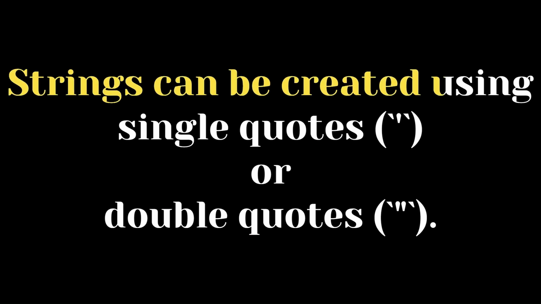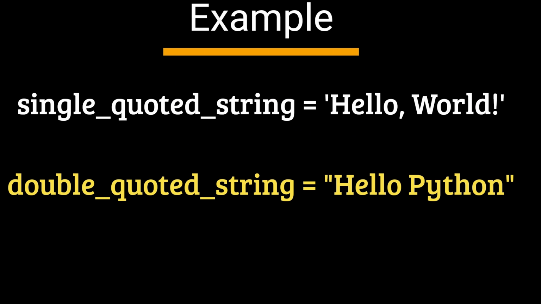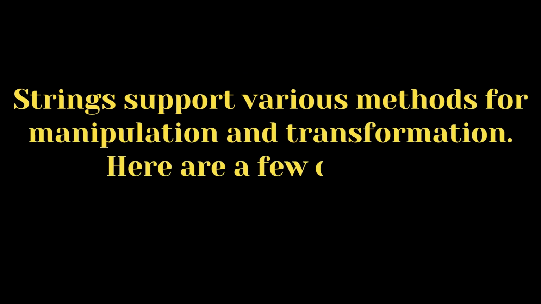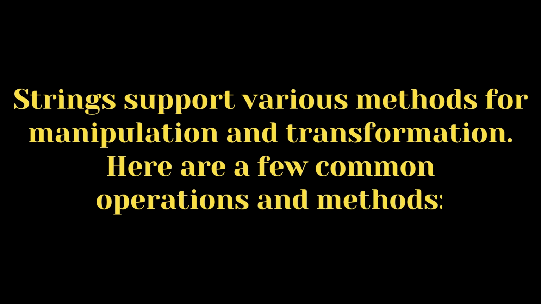Strings can be created using single quotes or double quotes. Here are some examples of string data type. Python also allows triple quoted strings, which are often used for multi-line strings or to include special characters without escaping. Strings support various methods for manipulation and transformation. Here are a few common operations and methods.